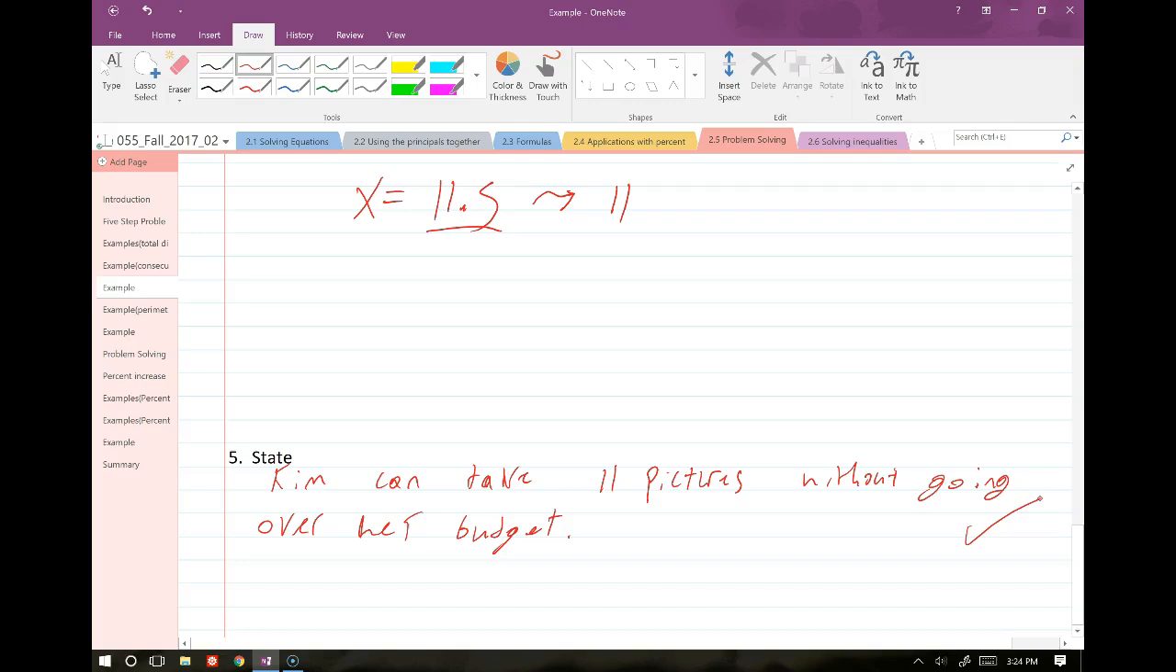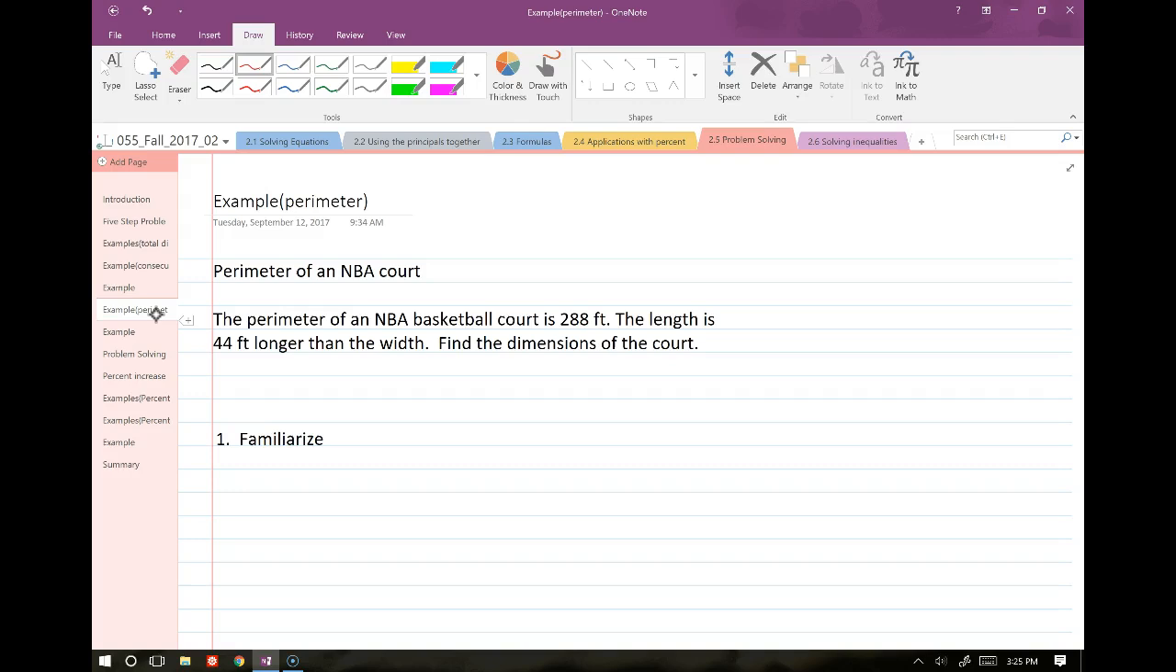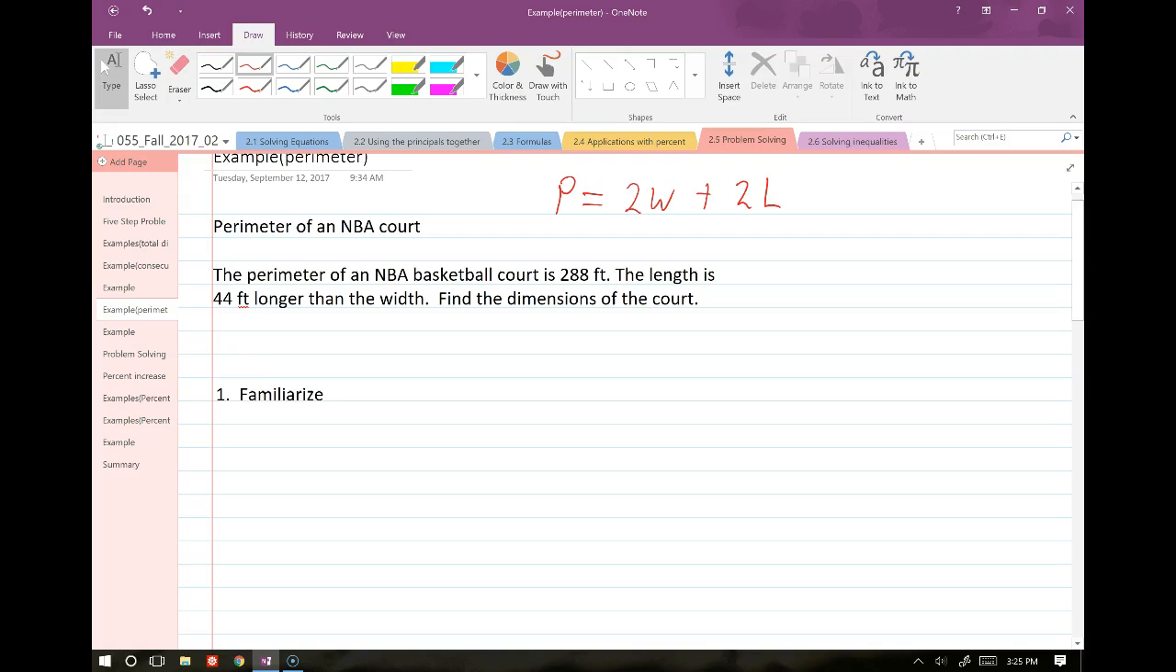Okay, next one. So in one of the previous examples, we did consecutive numbers, right? And for that, all you had to know was, well, start with the number n and then build off of that. For this one, we're dealing with perimeter, right? And the formula you need to know to solve perimeter problems is just this. The perimeter of any rectangle equals 2w plus 2l. And that usually takes place in the familiarization set, but we're into it anyway.